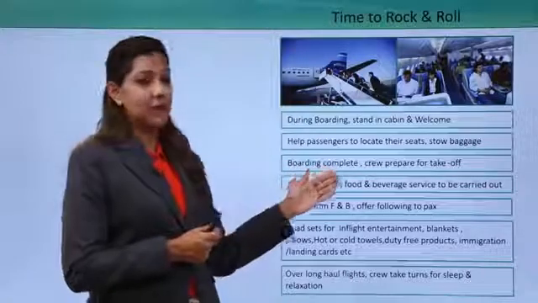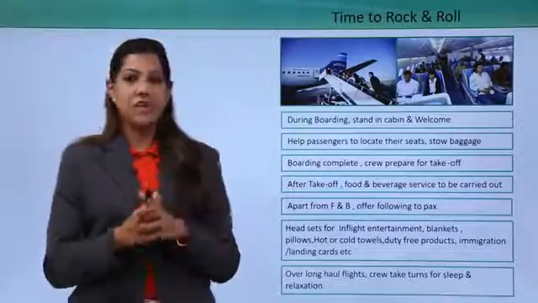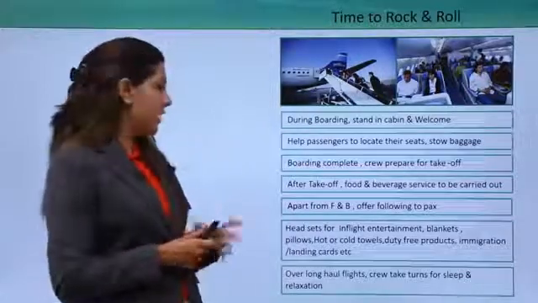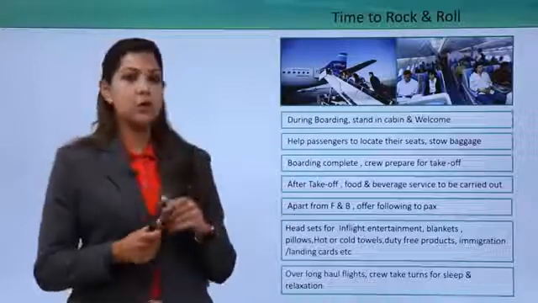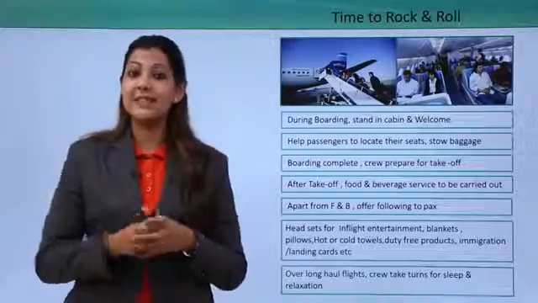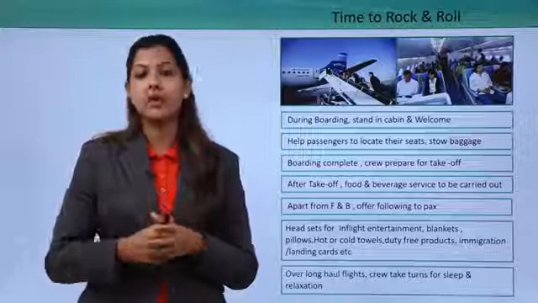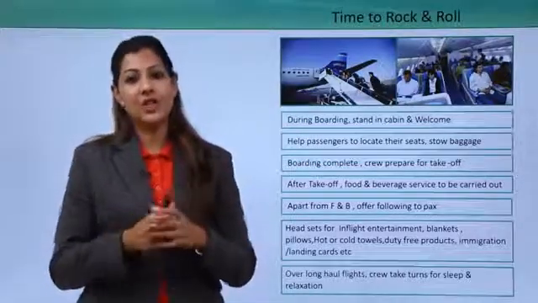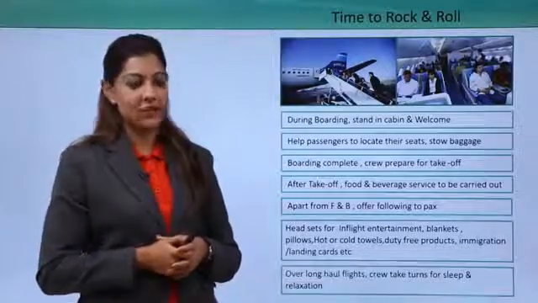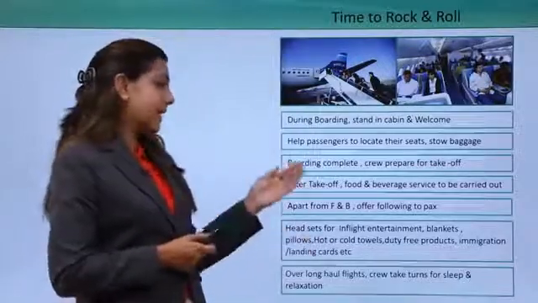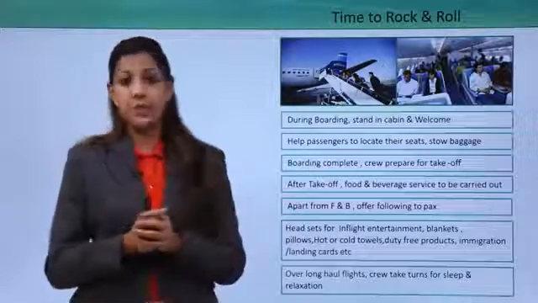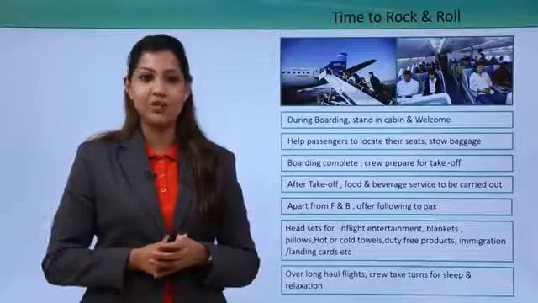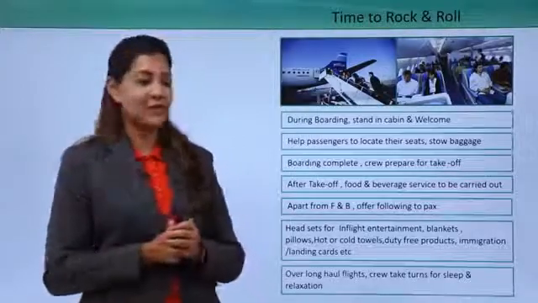Boarding is complete and the crew needs to prepare for takeoff. After takeoff, the service of food and beverage is going to be carried out. Apart from F&B, the following things have to be offered to the passengers. On the ground, passengers may ask for a couple of things like newspapers or magazines or water, etc. She needs to make sure that she's assisting the passengers with these. Headsets might be given, blankets, pillows, hot or cold towels. In case you are traveling business class or first class, there's a lot of on-board and on-ground service which happens.